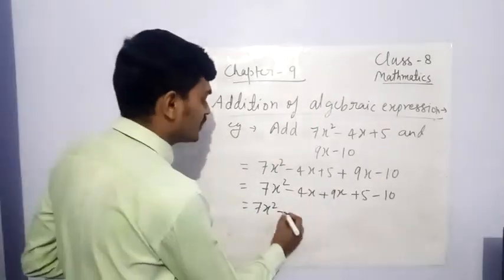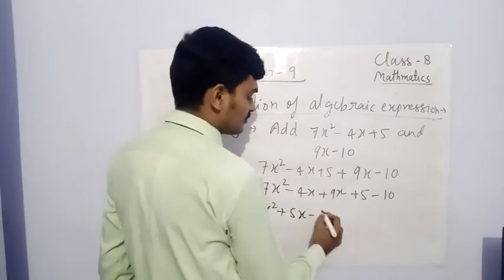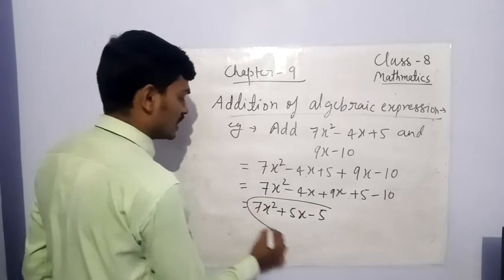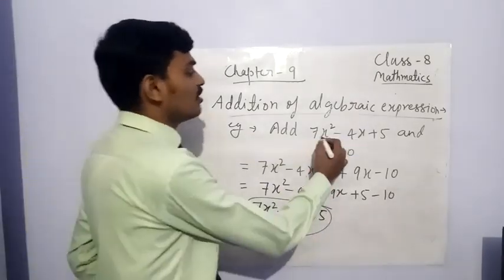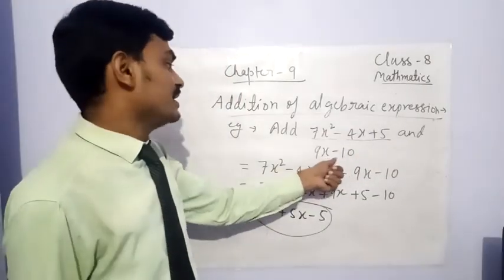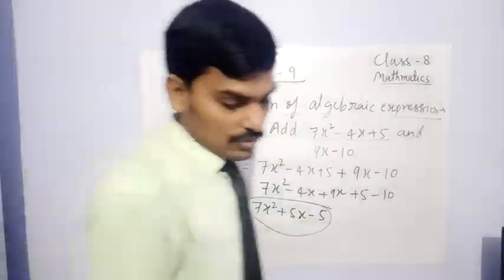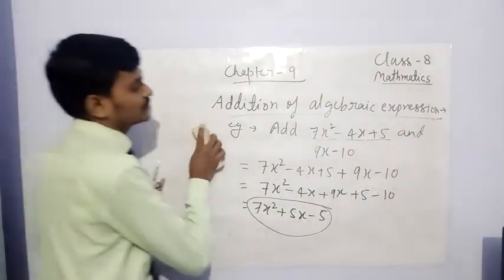So here will be plus 5x, and plus 5 minus 10 will be minus 5. So this is your answer of addition: 7x square plus 5x minus 5. So this is the addition. Now come to the subtraction.